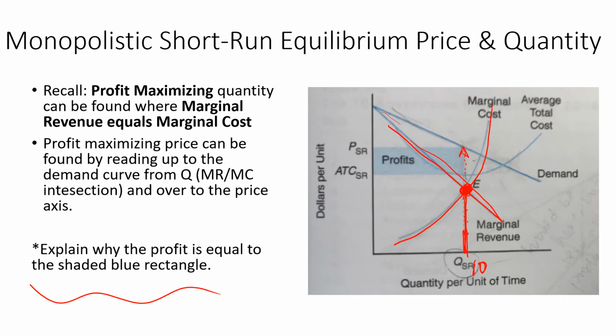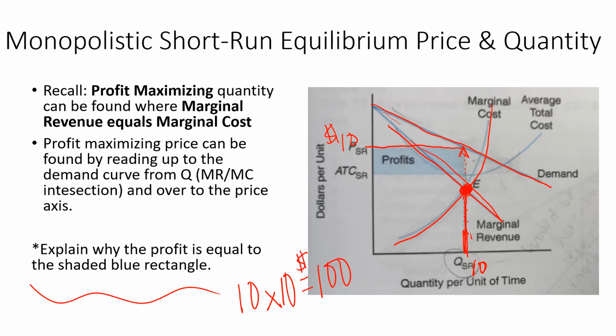Well, we have to follow that up to the demand curve, because the demand curve is what the market is telling us people will pay. If we're only producing 10, we can follow that up to the demand curve to see what we can charge for those 10. Okay, and I said before that was going to be $10. So if we're producing 10 and we're charging $10, we are bringing in $100. Okay, but what is this costing us?